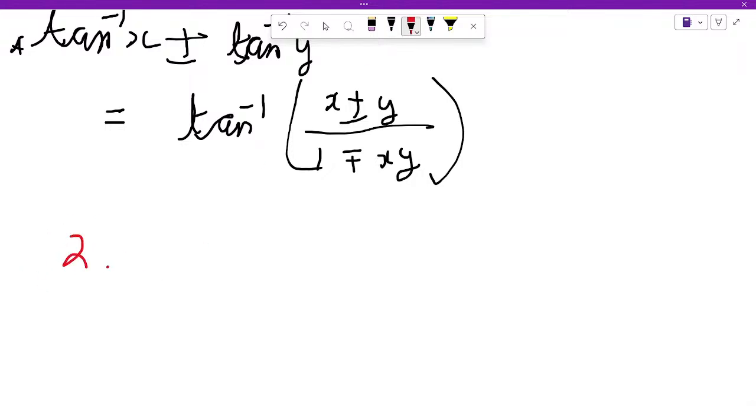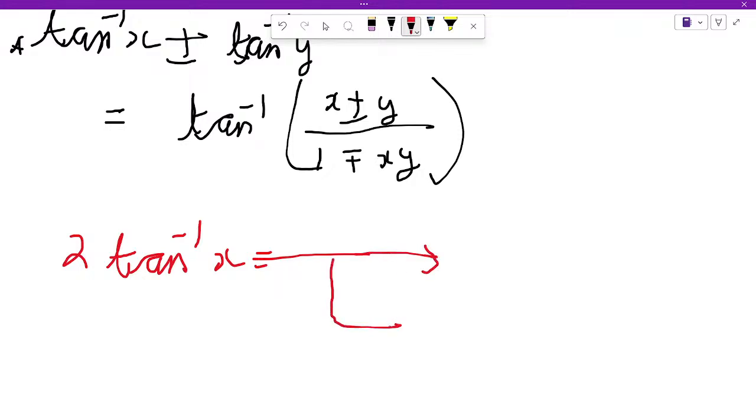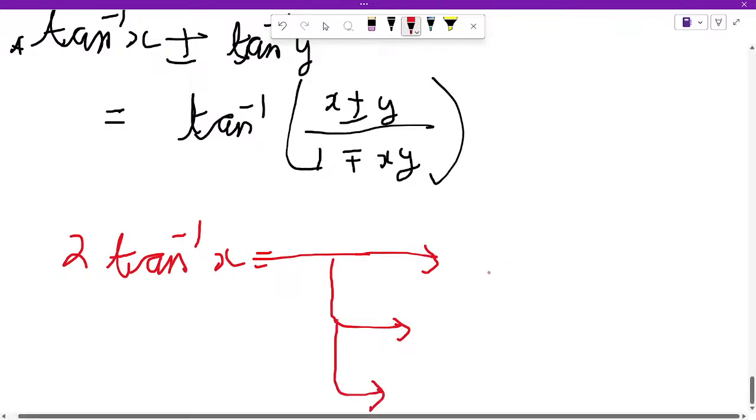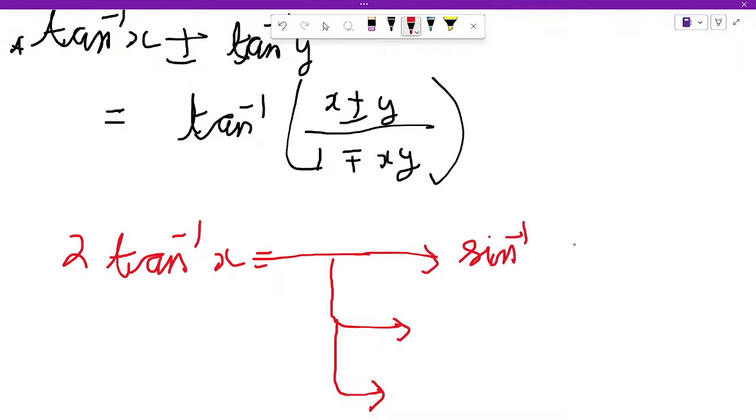For 2 tan inverse x, it has three formulas: in terms of sine, in terms of cos, and in terms of tan. In terms of sine, it's given as sine inverse 2x by 1 plus x square.